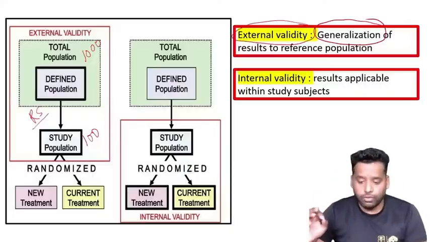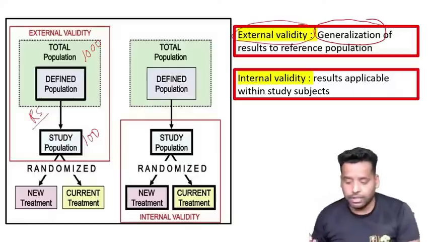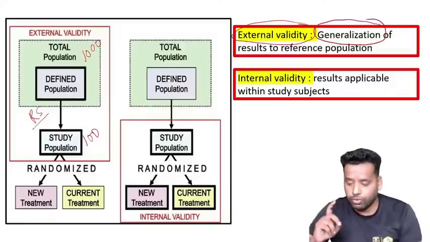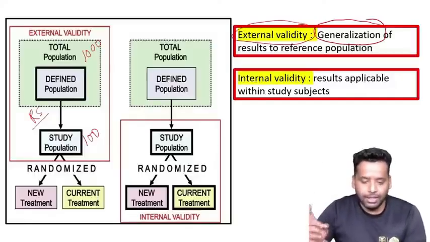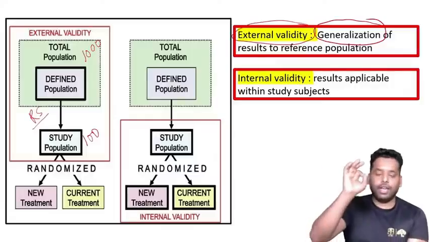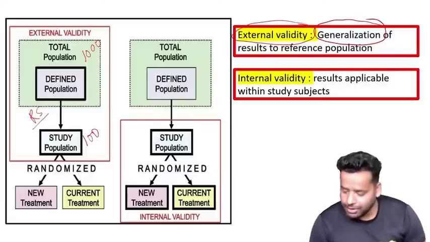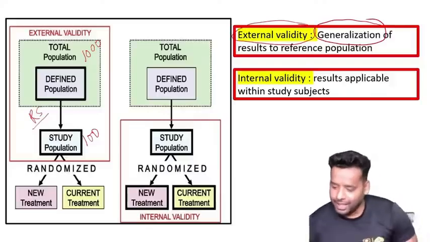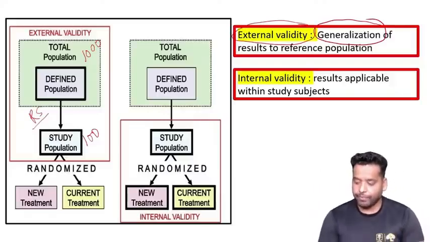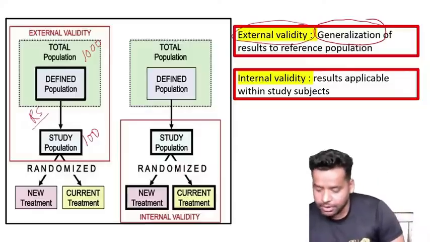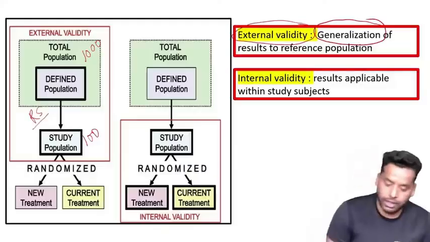Tell me true or false. External means you are going back and generalizing the results. That is the meaning of the word external. Random sampling will increase external validity of the study. True or false? Random sampling will increase external validity of the study. Correct.